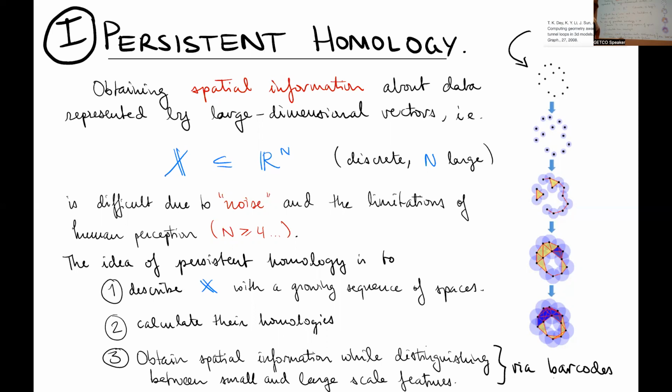So what we do is we start with our points and we expand them in some way, creating a simplicial complex that grows over time. There's an evolution. We calculate the homologies of these simplicial complexes, and then we get some kind of nice, clean information in the form of a barcode, which tells us about the large scale and small scale topological features of this point cloud.